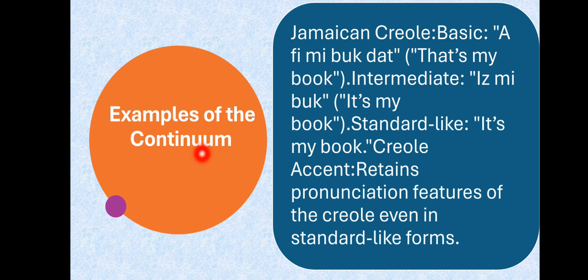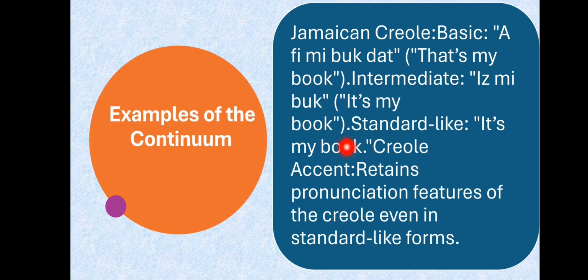Now, an example of this continuum. Jamaican Creole, the basic form, would be "A fi mi book that." It means, okay, that's my book. It has a local touch, and this is called acrolect. The intermediate one would be "Is me book." It's my book. It's similar to the source language. This would be intermediate, with mixed features of the standard one.